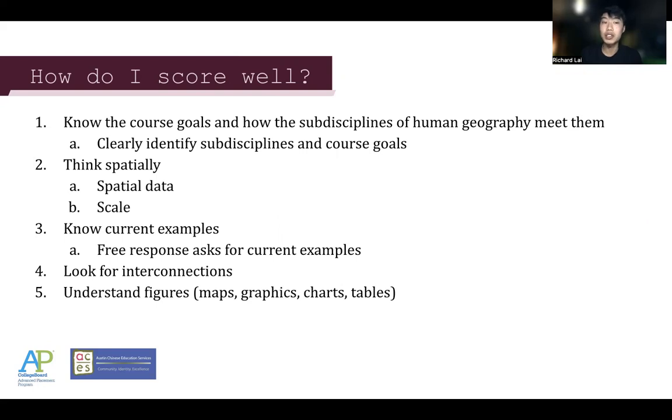And then finally, understanding figures. Similar to understanding spatial data, you also need to be able to analyze figures. So this includes maps, graphics, charts, and tables.